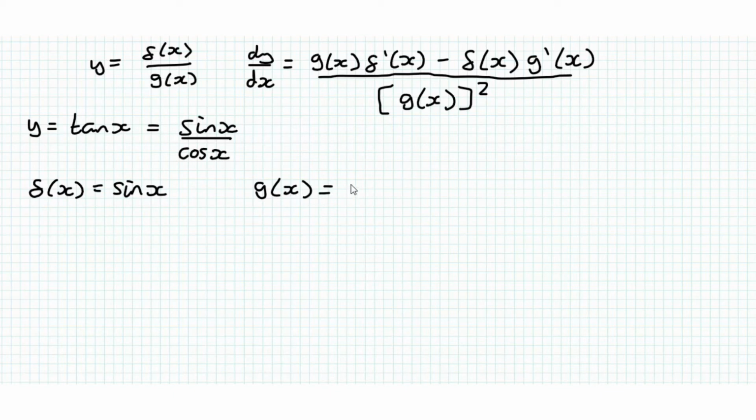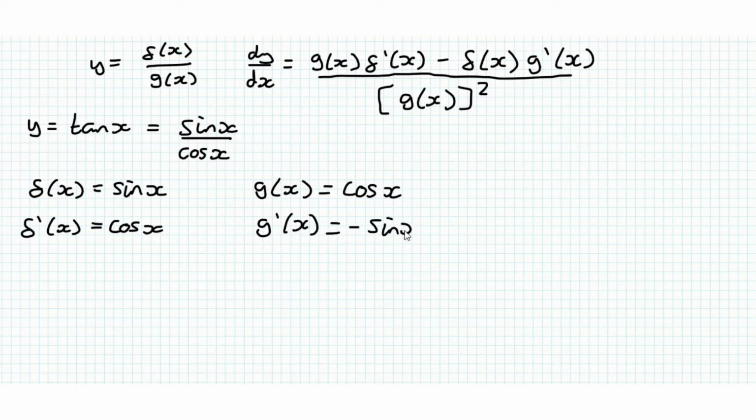F of x is equal to sine x, and g of x is equal to cos x. F dash of x is equal to cos x, and g dash of x is equal to minus sine x.